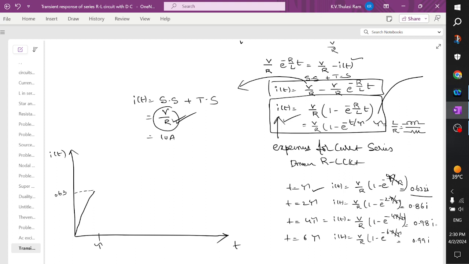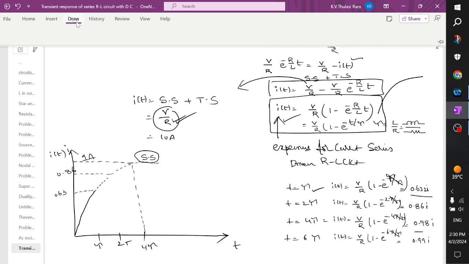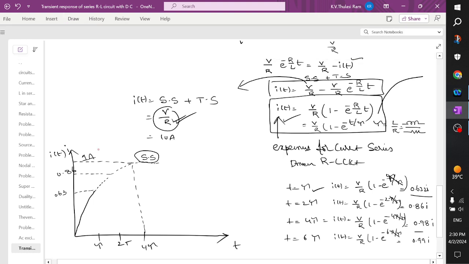So t equal to 2 tau. At t equal to 2 tau, it reaches 0.86 of I. At t equal to 4 tau, it reaches the maximum current. This maximum current we may call 1 ampere. So this is the 4 tau. And after 6 tau it comes to steady state. So this is called steady state. At steady state it is maintaining around 1 ampere. You can redraw it like this by rejoining.